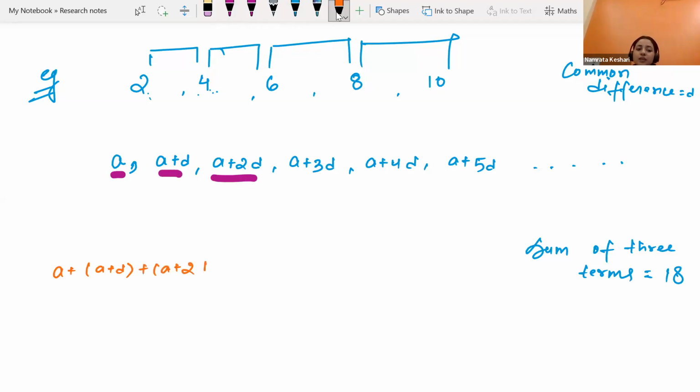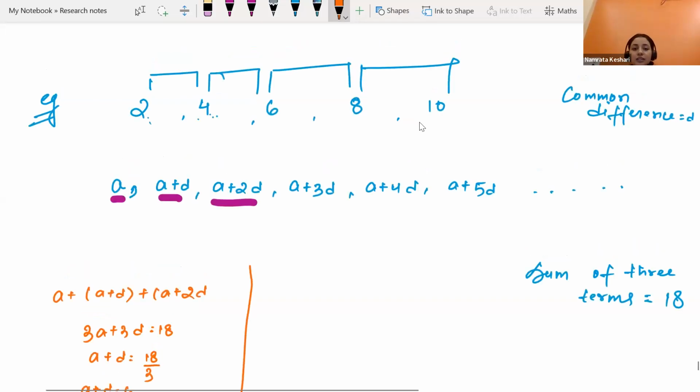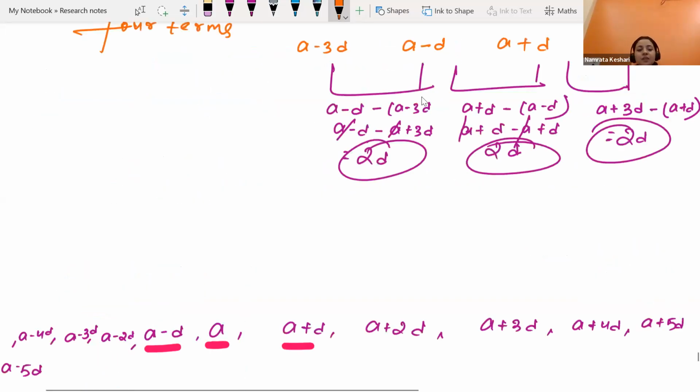It will become 3a plus 3d is equal to 18. Okay, that means a plus d will be 18 by 3, so a plus d will be 6. And in this type of question, which type of question am I talking about again and again? This type of question.